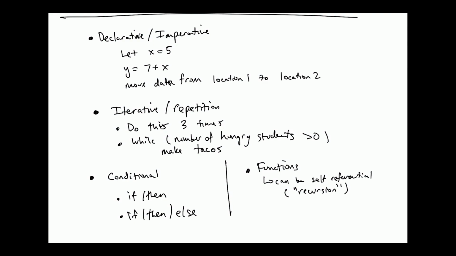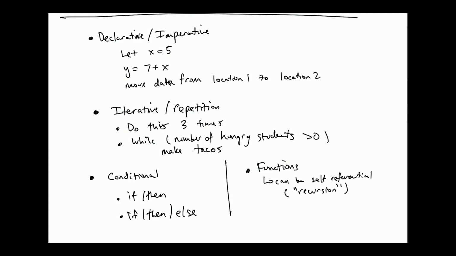And then we didn't necessarily use this tons in the paper airplane folding, but we definitely saw this in the Lego set, right? Build 3 of this thing, or repeat this set of instructions some number of times. Or while the number of hungry students is positive, keep making tacos until there are no more hungry students. Okay, so some sort of process that's going to be repeating possibly a specific number of times and possibly an unknown number of times until some condition is either no longer satisfied or is satisfied.